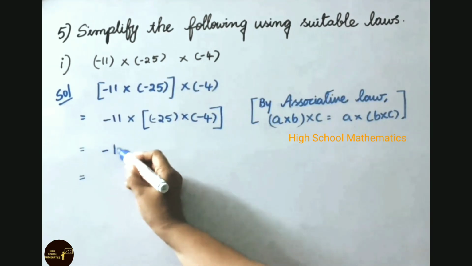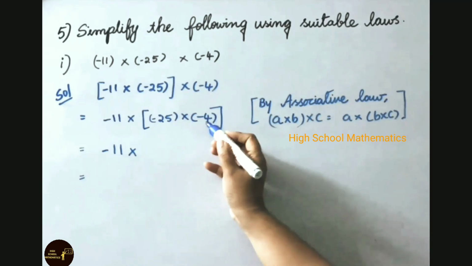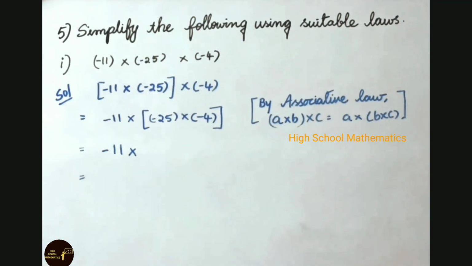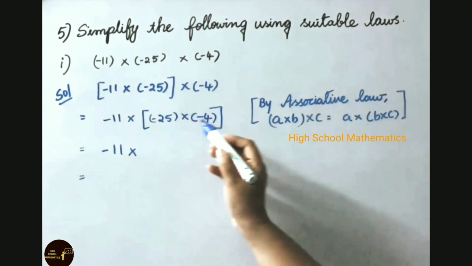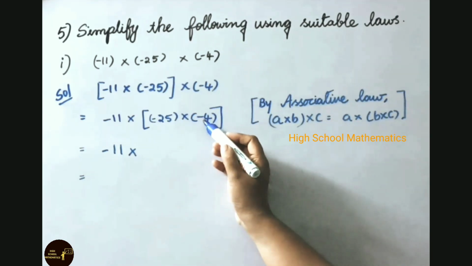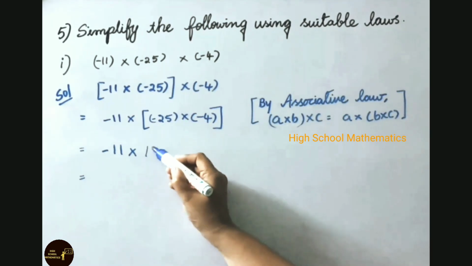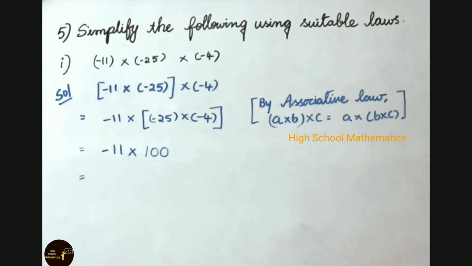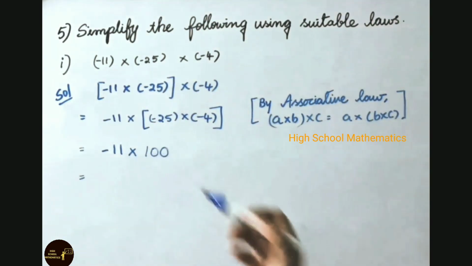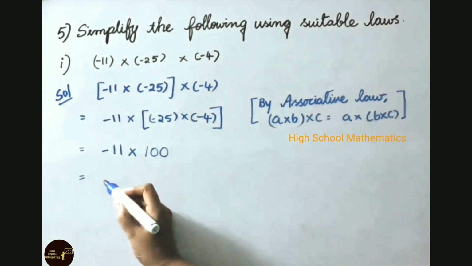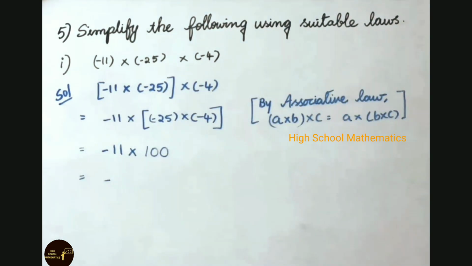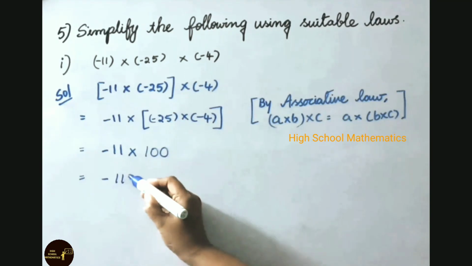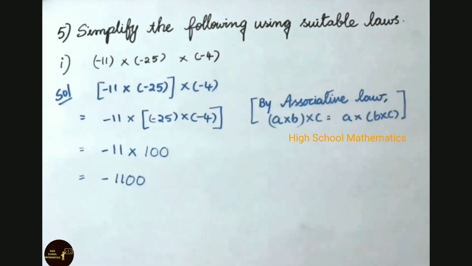That equals minus 11 into, now we have to solve the value present in the brackets, minus 25 into minus 4. Minus into minus is plus, 25 fours are 100. Now we have to multiply these two numbers, minus 11 into 100. Both have opposite signs, so the answer will be a negative integer. So keep minus. 11 into 100 is 1100. Therefore the answer is minus 1100.